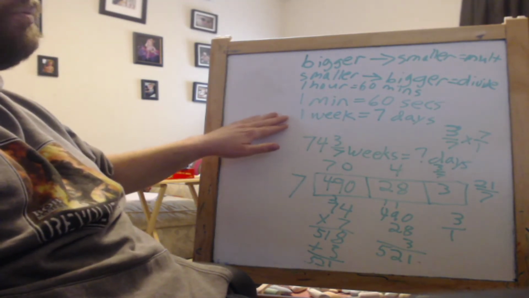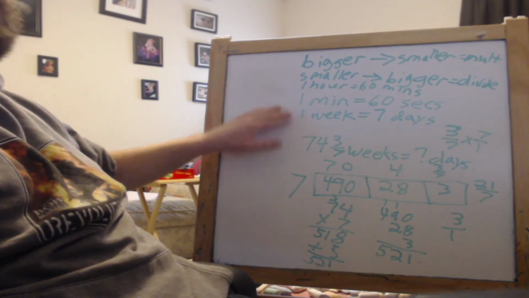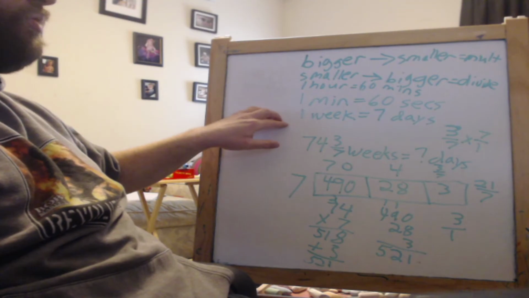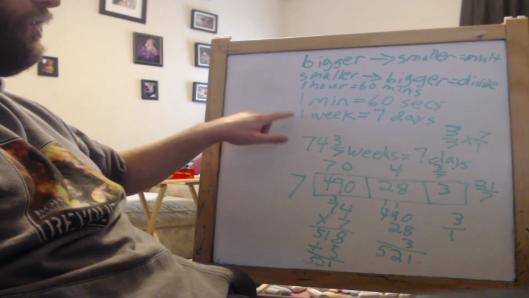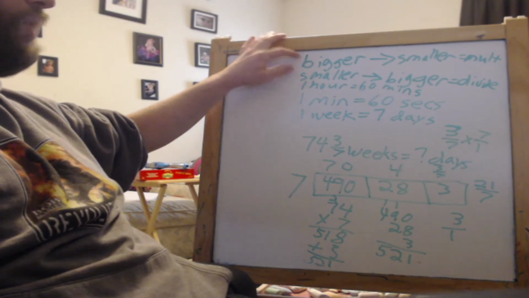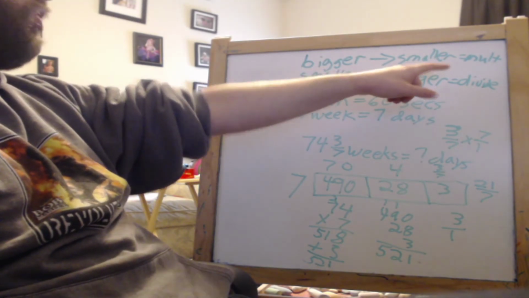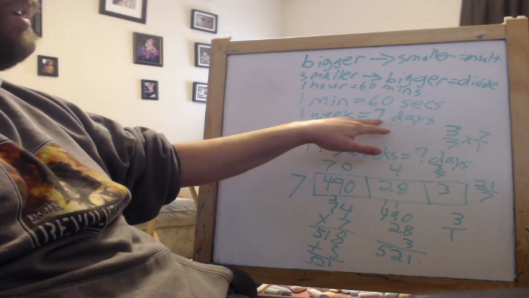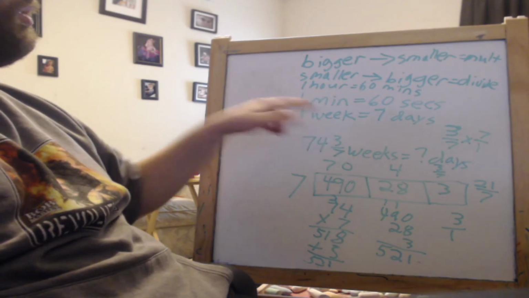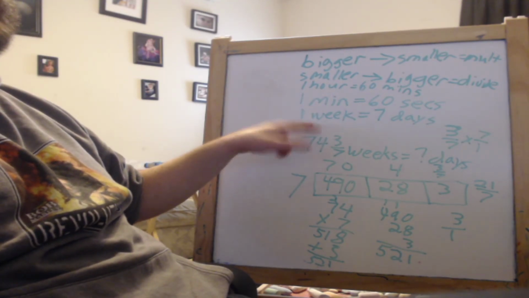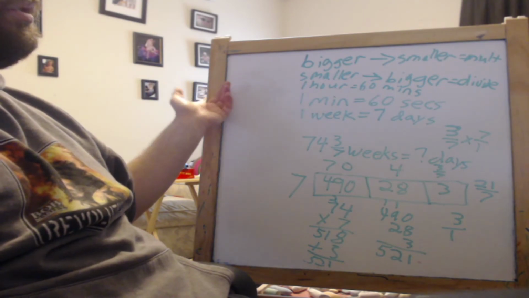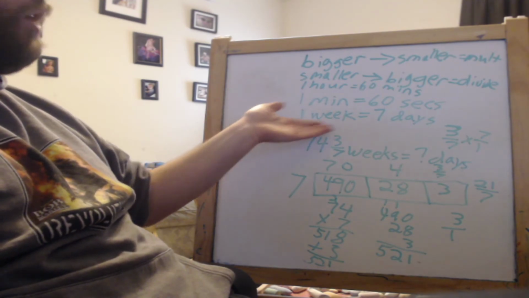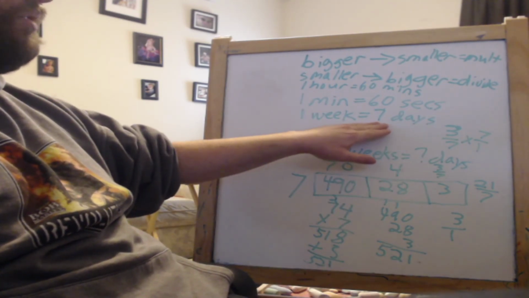So it doesn't matter what we're converting from, right? All that matters is we know the steps for converting, which is figure out if it's bigger to smaller. If it is, multiply, smaller to bigger, divide, and then you're just multiplying by however many of the smaller ones equals the bigger unit. So that's all you're doing for conversions.